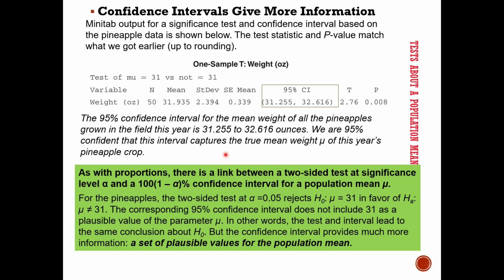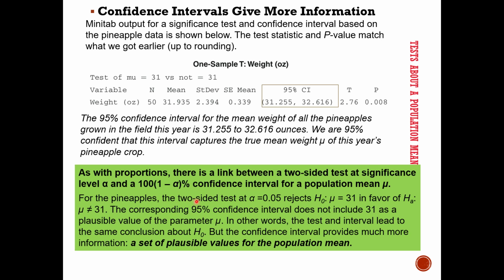So as with proportions, there's a link between a two-sided test at significance level alpha and a 100 times 1 minus alpha percent confidence level for a population mean mu. That's a mathy sentence, but all it means is that if you translated that alpha level to a percent and subtracted that from 100%, you'd wind up with the confidence level of the confidence interval that kind of lined up with it. So in other words, if your alpha level is 0.05, which is 5%, your confidence level is going to be 95%, and that's going to kind of line up there.